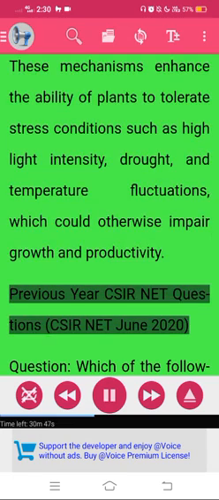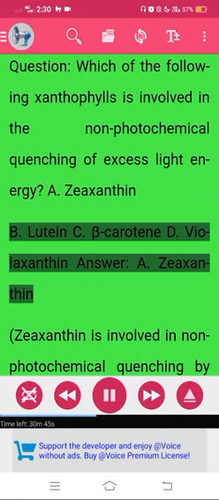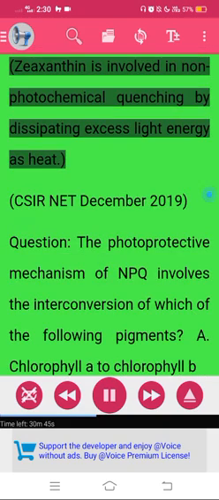Previous year CSIR NET questions. CSIR NET June 2020. Question: which of the following xanthophylls is involved in the non-photochemical quenching of excess light energy? A. Zeaxanthin. B. Leucine. C. Beta-carotene. D. Violaxanthin. Answer: A. Zeaxanthin. Zeaxanthin is involved in non-photochemical quenching by dissipating excess light energy as heat.